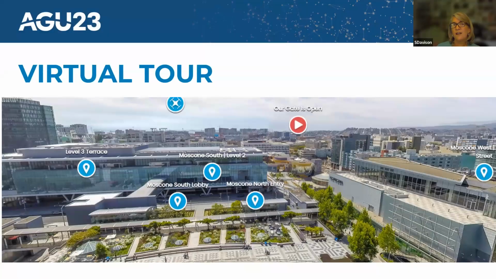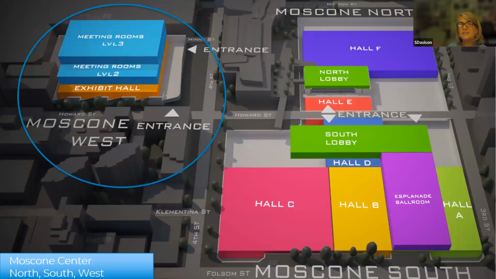All right, so we are again in 3 buildings. We're in Moscone North, Moscone West, and Moscone South. And Moscone South and North are connected. West, you would still have to go outside to get to the West building. I'll go to the next slide. And this just gives you a different view of the halls, the meeting rooms.